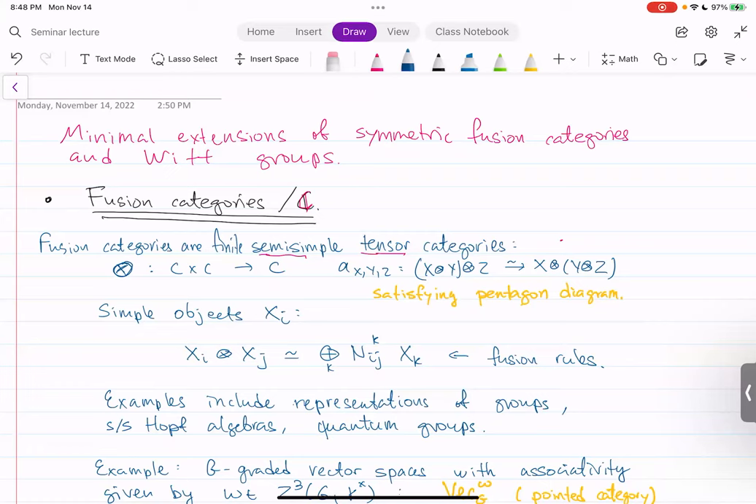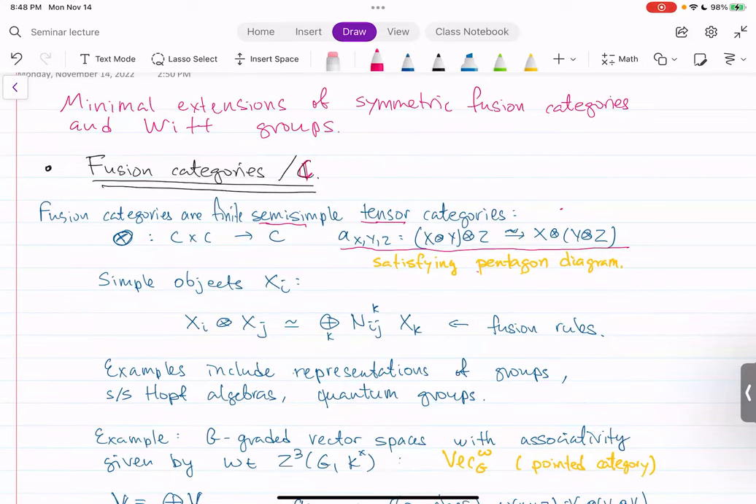The two tensor products of X, Y, and Z are not in general equal, but rather isomorphic. This isomorphism is called the associativity constraint, and this constraint itself satisfies a certain coherence condition called the pentagon diagram. The name fusion comes from the following property: if you take a pair of simple objects, Xi, Xj, and tensor them together, the result decomposes into a direct sum of simple objects, Xk, possibly with some multiplicity.